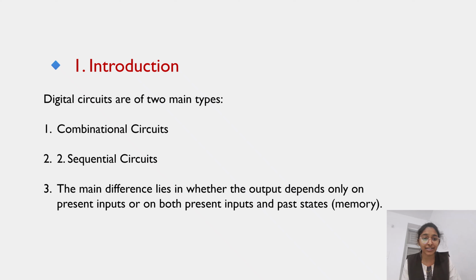In digital circuits, we have two main types: combinational circuits and sequential circuits. The difference is whether the output depends on present inputs only, or on both present inputs and past inputs, like some memory.